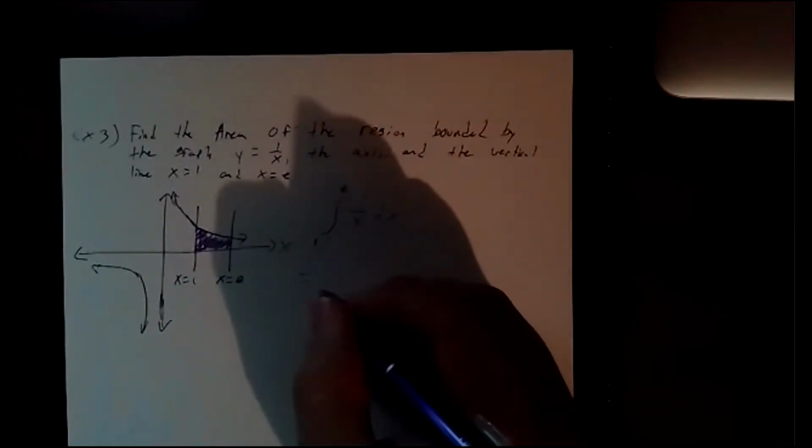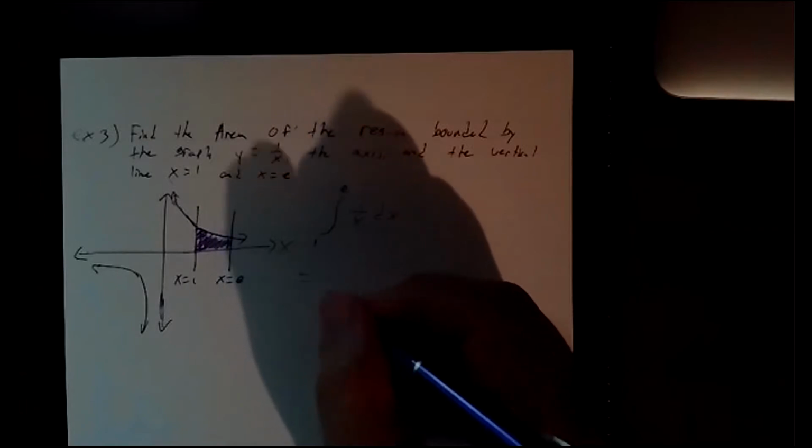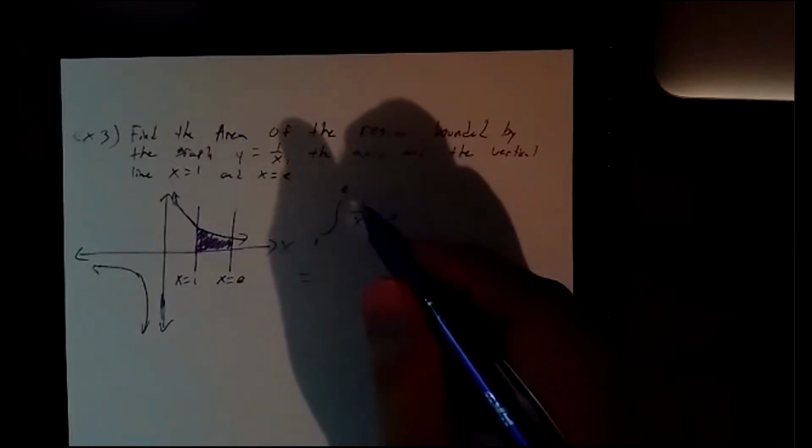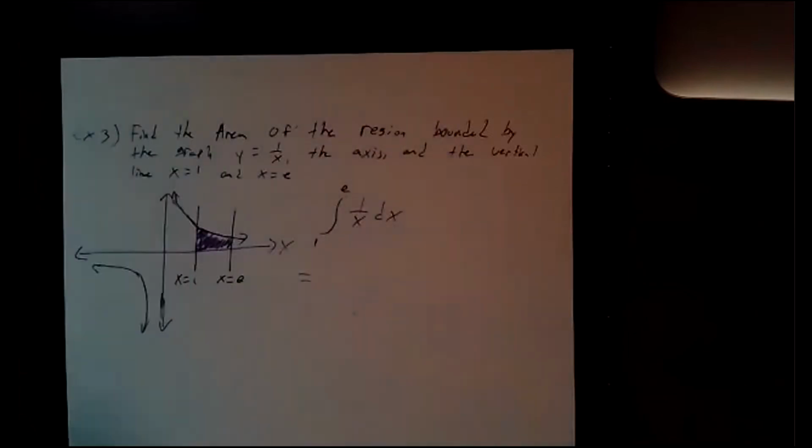So the actual integration is not too bad. Graphing might be difficult if you haven't graphed by hand in a while. You can use some calculators to help you out, but sometimes it's easier to just do it by hand. So anyway, what's the antiderivative of 1 over x? Or which derivative gives you 1 over x? You guys remember?